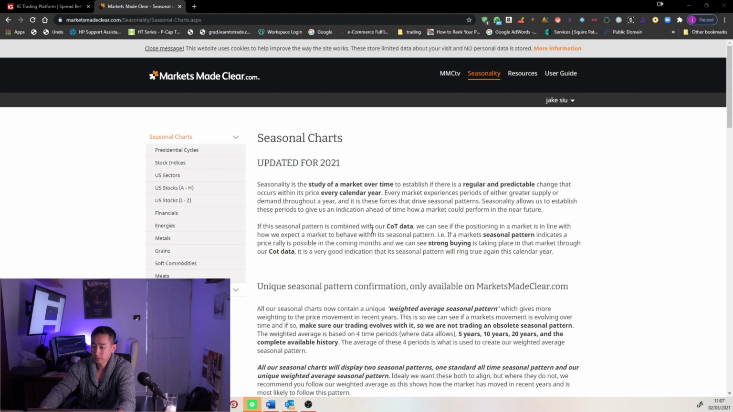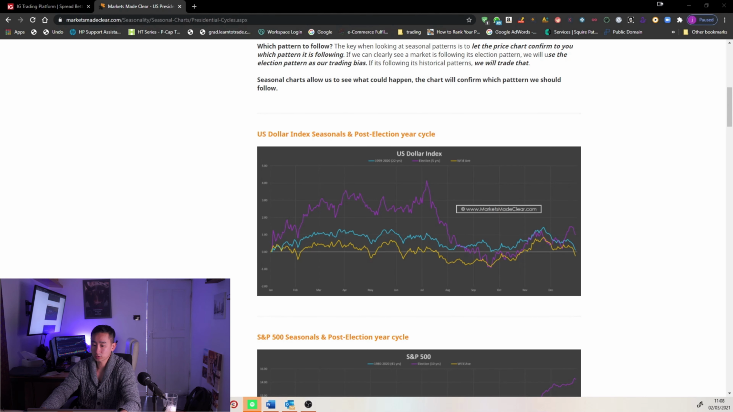As you can see from the seasonal chart, for all major instruments provided from MMC, I'll focus on the presidential cycle, which seems to be following it very well. Let's focus on the dollar index. We can see three different lines from the chart. The purple line is the election year. The blue line is all time. And the yellow-orange line is the weighted average.